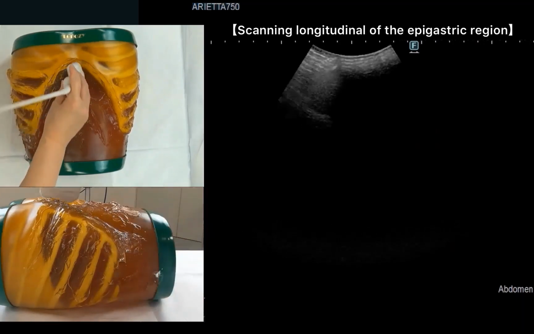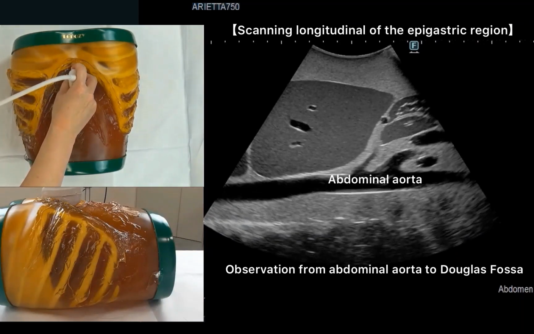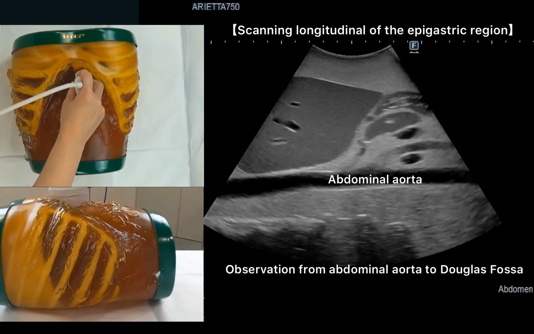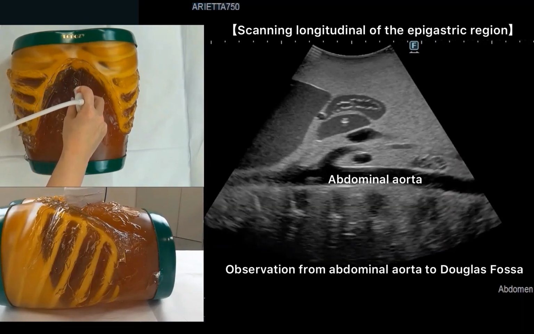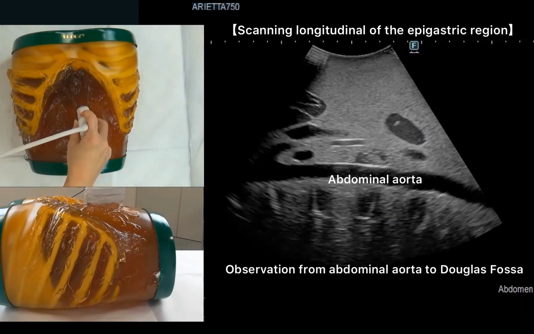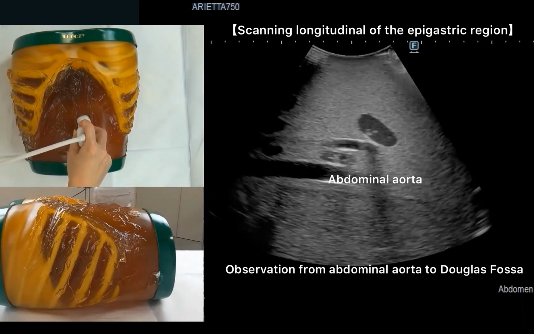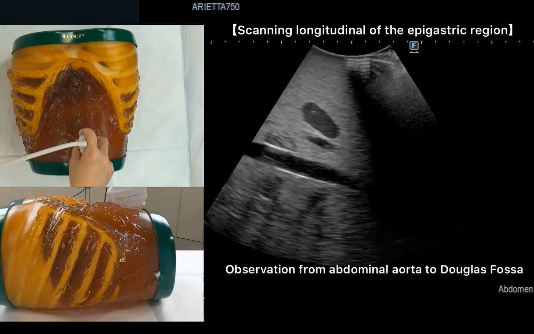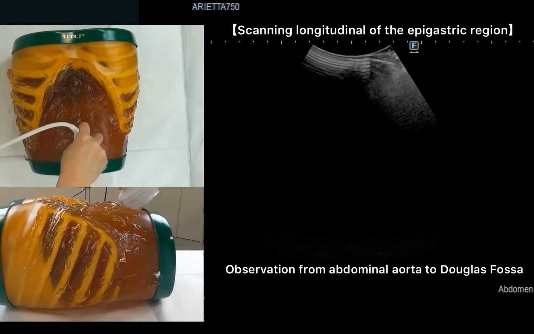Finally, the abdominal aorta is viewed by moving the probe from the epigastrium to the patient's foot side. Observe while checking for the presence or absence of an abdominal aortic aneurysm. Move further to the foot side and observe up to the Douglas fossa.